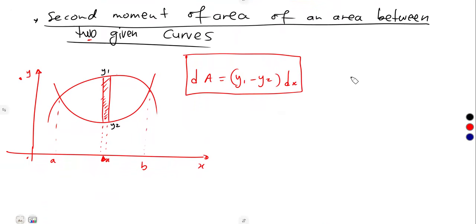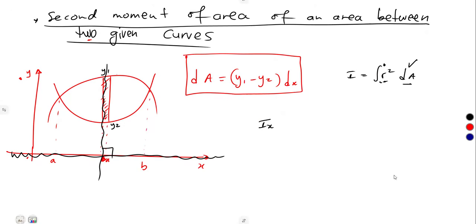So what was the concept before? Second moment of area, the integral of r squared dA. So the dA, we already have this. What we need is the r. So let's take Ix. For Ix, we're talking about the x-axis, that's our reference axis. The strip that we're given and the x-axis are perpendicular to each other.